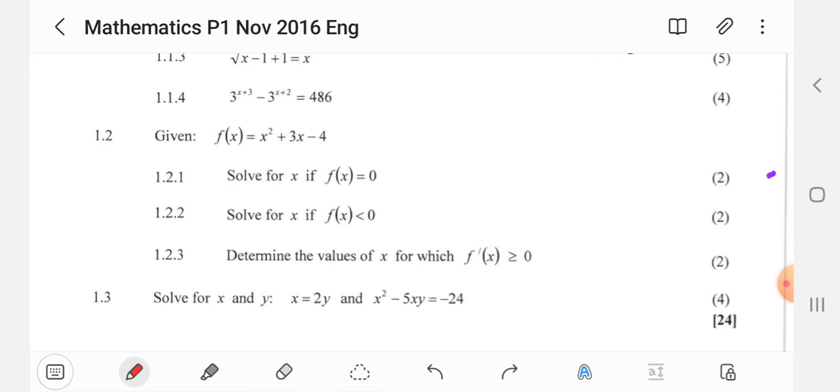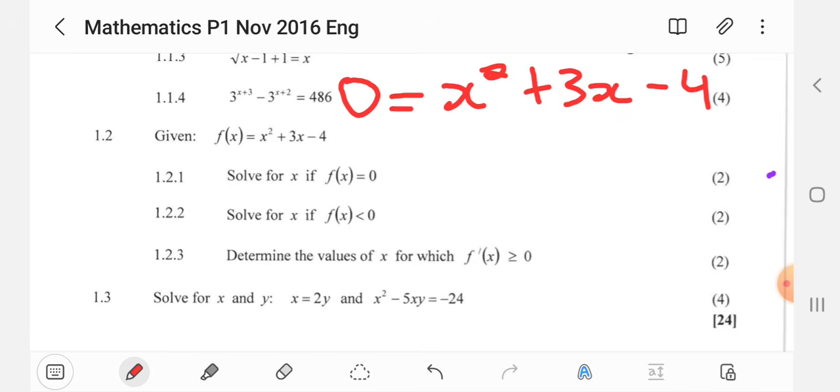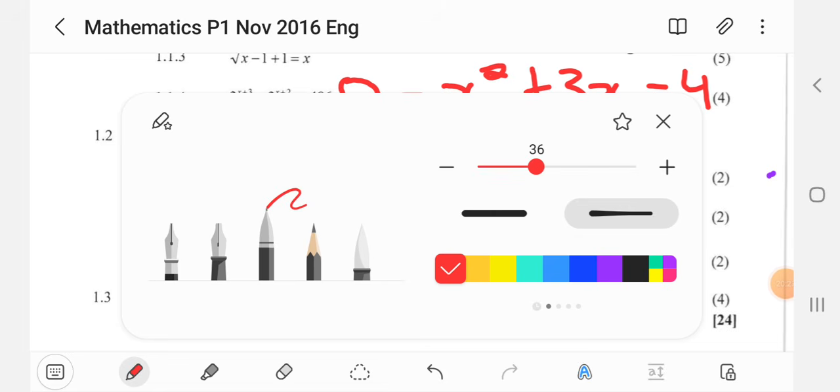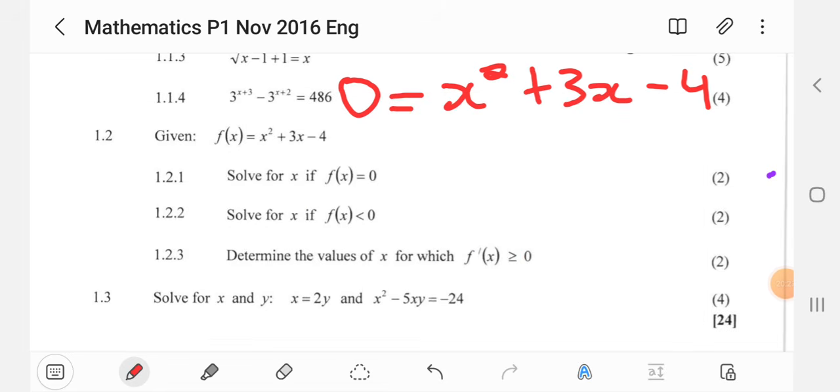So we are trying to solve for x, so y will be 0 plus x squared plus 3x minus 4. This is how we will solve for this one. You replace y with 0, which is f at x, and you'll be solving for x. So they say solve for x. Whenever you solve for x, y has to be 0. Whenever you solve for y, x has to be 0.